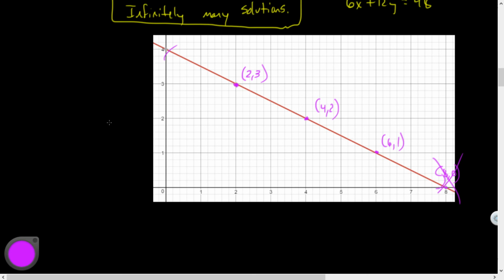Yeah. But also, I just want to point out solutions like this one work. 1.5 comma, looks like 3.25 maybe. And all of the points in between here. So there are infinitely many solutions that would work for this system.